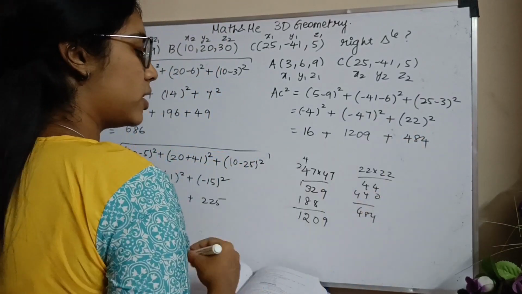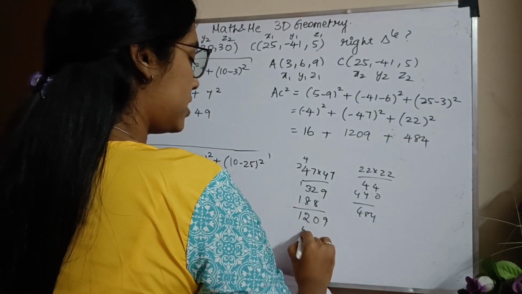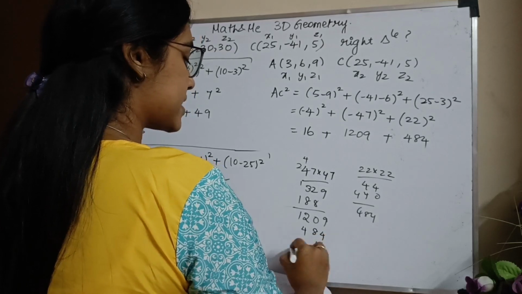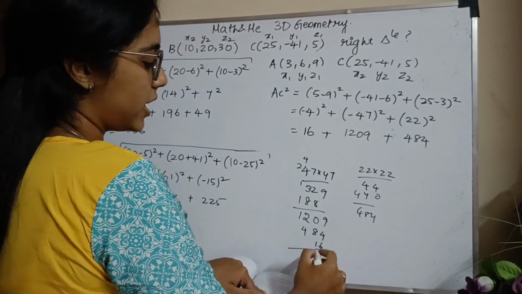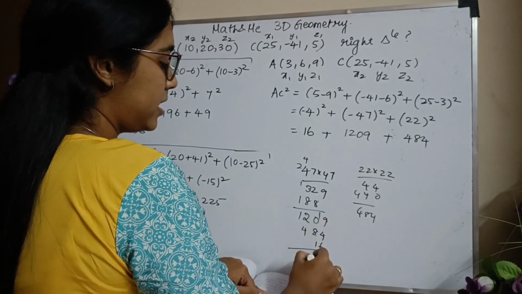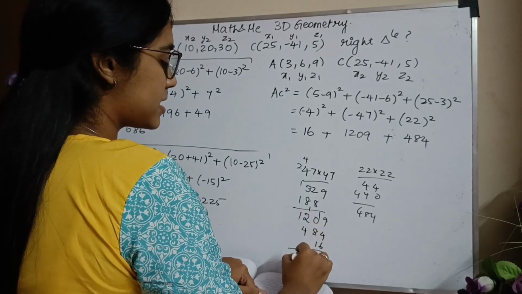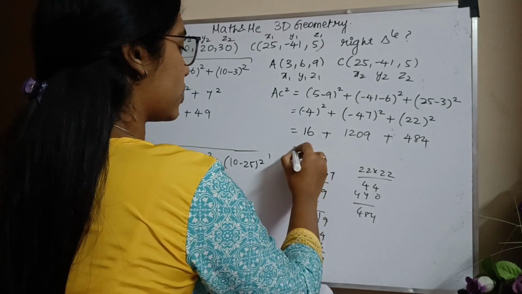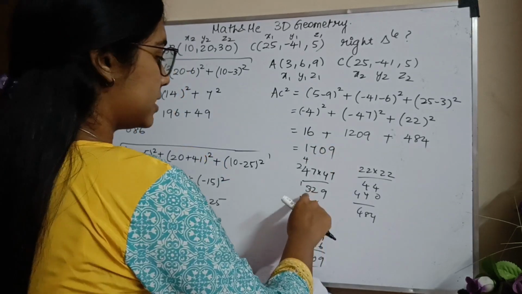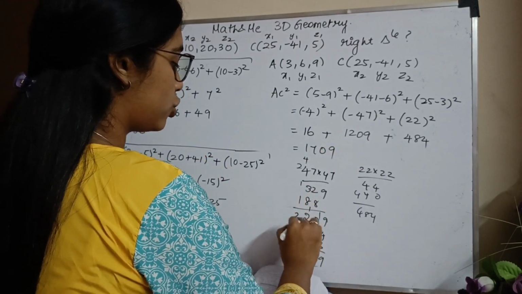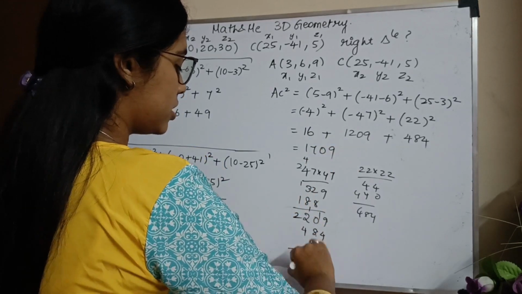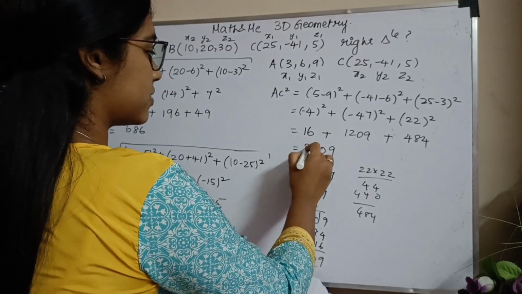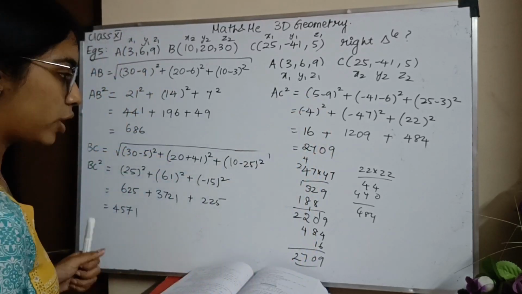Now I need to add all these values. So I have 2209, 484 and 16. I'm going to add these. 6 plus 4, 10, 19, 1, 8, 9, 10, 1, 4, 5, 6, 7, 1. Sorry, when I add this, I'll have 2709. Okay. So my final answer will be 2709. Now what do I see?